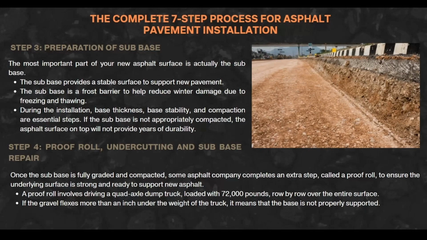During the installation, base thickness, base stability, and compaction are essential steps. If the subbase is not appropriately compacted, the asphalt surface on top will not provide years of durability. Step 4, we have proof roll, undercutting, and subbase. Once the subbase is fully graded and compacted, some asphalt companies complete an extra step called proof roll to ensure the underlying surface is strong and ready to support new asphalt.